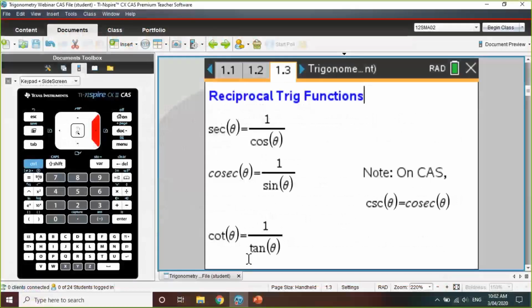So, earlier on in the year, you may have come across three new friends, sec, cosec, and cot. So sec was 1 over cos, cosec is 1 over sine, and cot is 1 over tan.